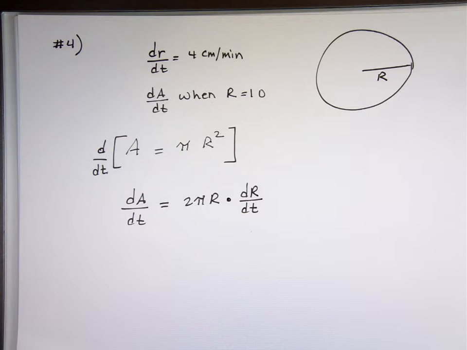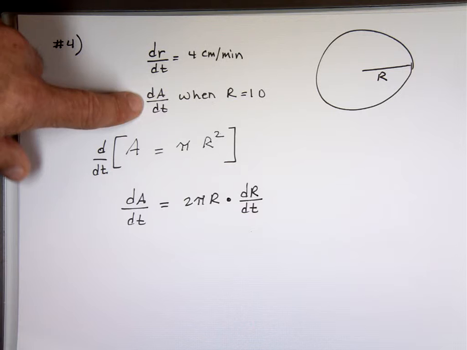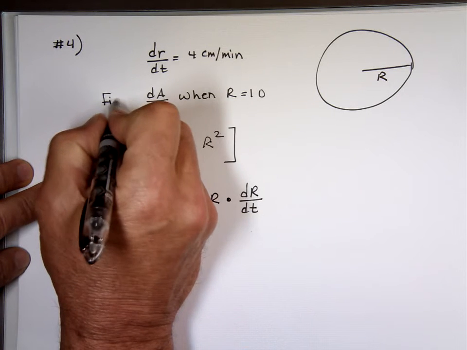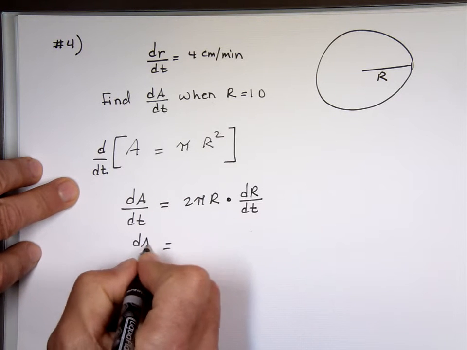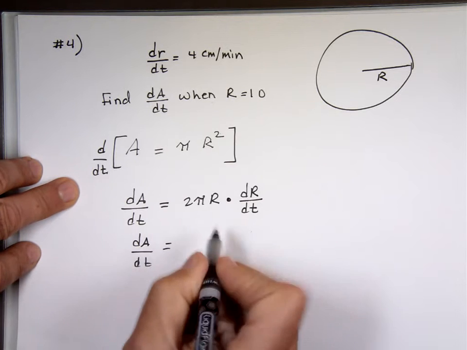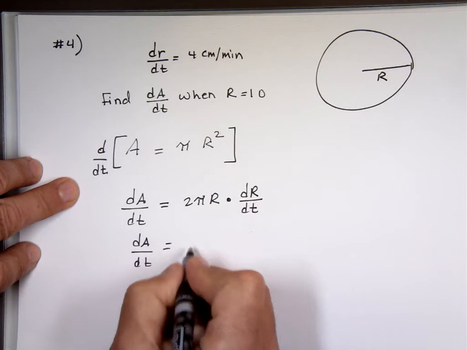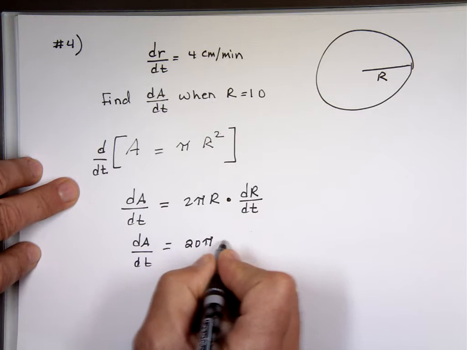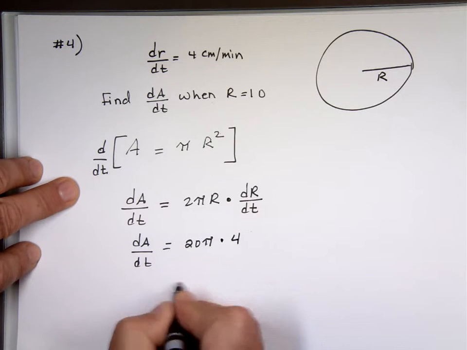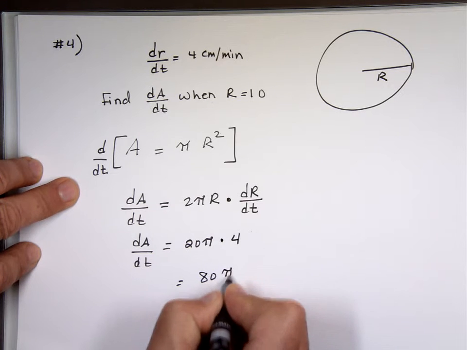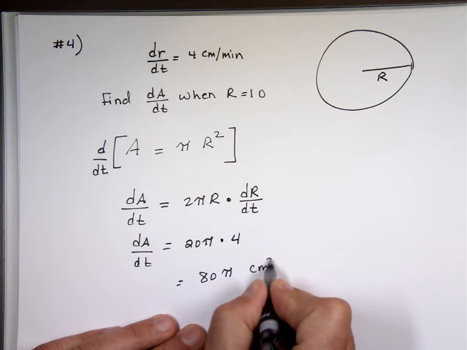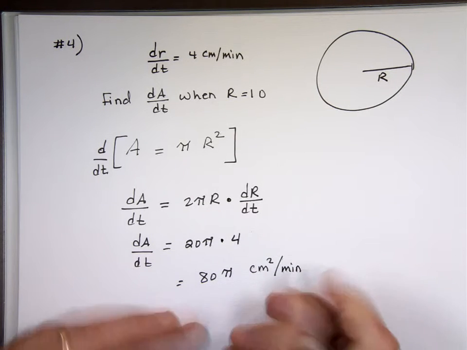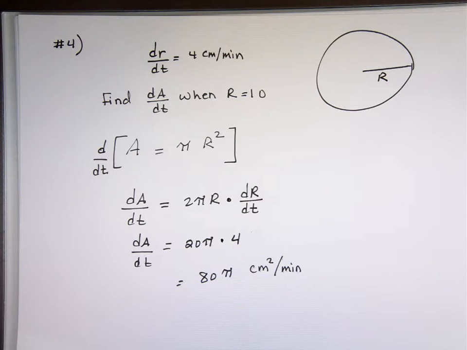Plug in the values. It's a question, find dA dt when r equals 10. So I'm looking for this when r equals 10. 10 times 2 is 20. That's 20 pi times dr dt, which is what, 4? That's 80 pi. 10 centimeters. And this will be centimeters squared per minute, because it's an area. Area is always squared. So I bet you we can write here 80 pi and they'll take it.